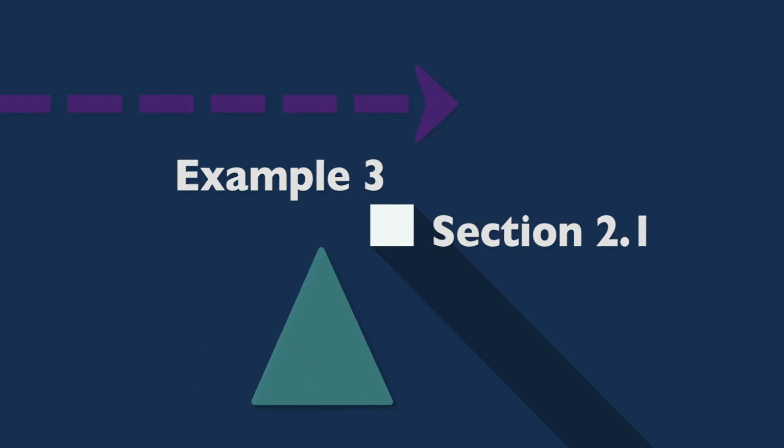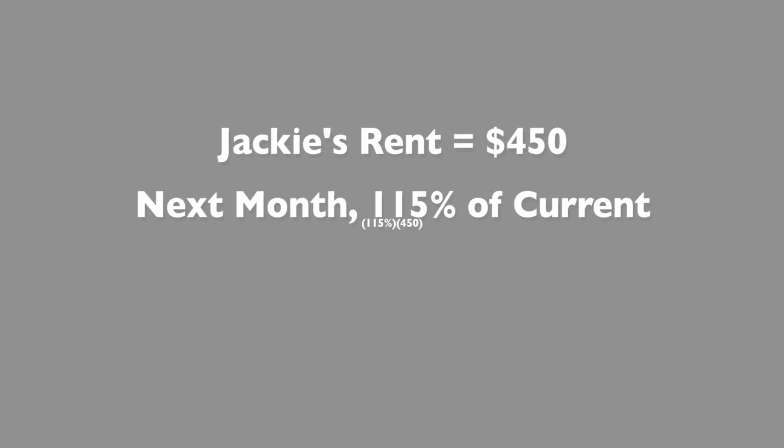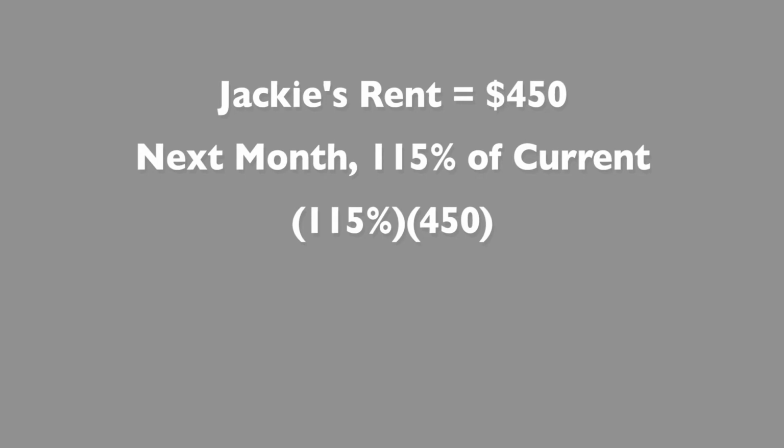With example 3, we are told that Jackie's rent is currently $450, but next month it's going to be 115% of the current amount. So we are looking at essentially 115% of $450. So this is 115% times 450. And we can look at this a couple of ways.